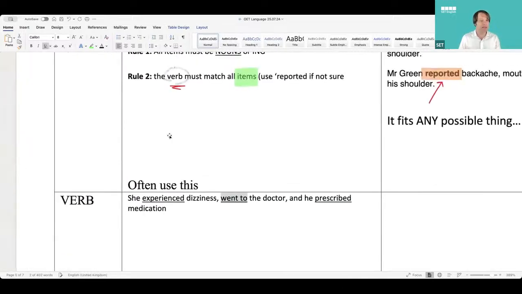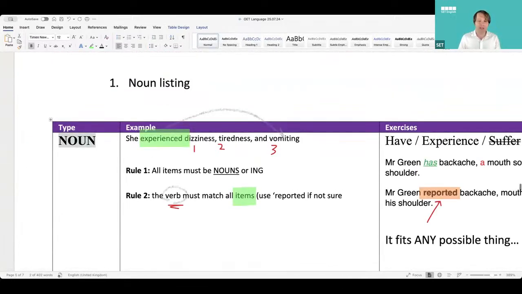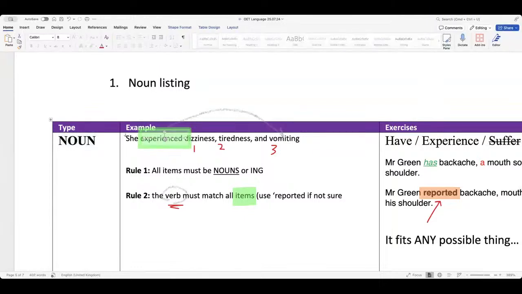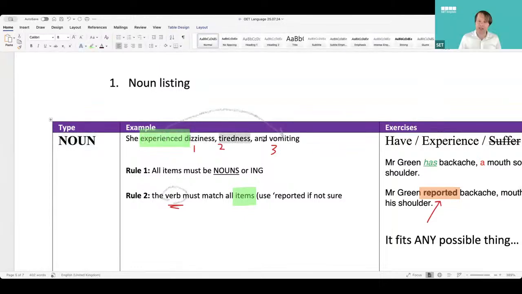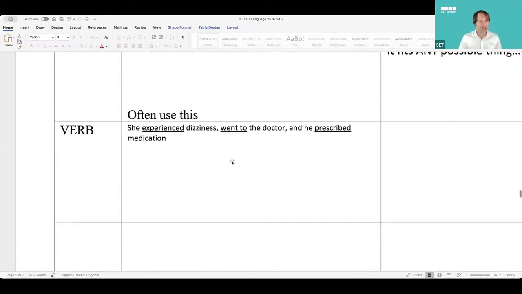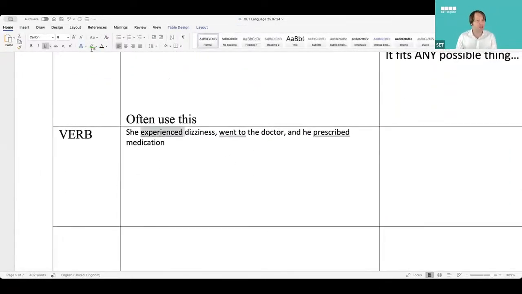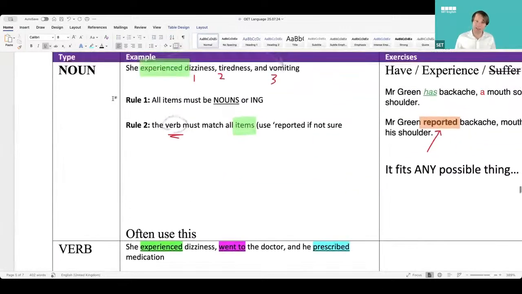It's very different, isn't it, from noun listing? Noun listing, we have how many verbs? Only one verb and three things. Yeah, one verb, three things. But here, we're changing the verb each time. Experienced is a verb, went to is a verb, prescribed is a verb. This one, I love this one. This is better than this one.